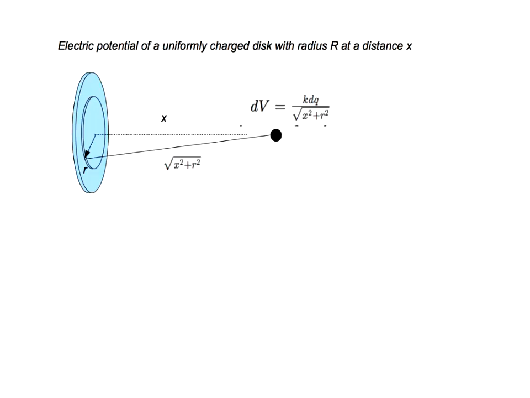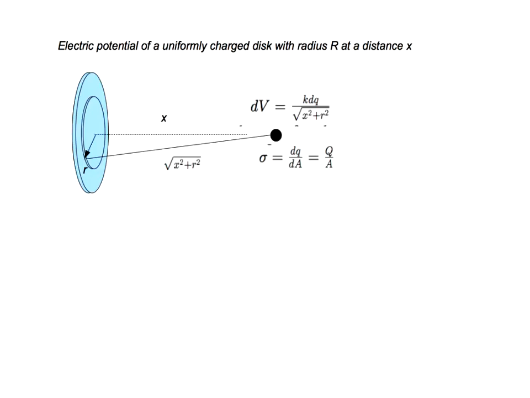Little r is the radius of those little individual rings that we will consider, and each point along those rings will be at a distance square root of x squared plus r squared from the point where we need to calculate the electric potential.